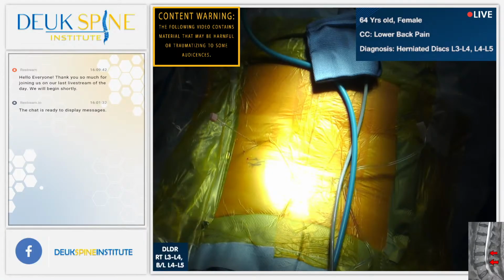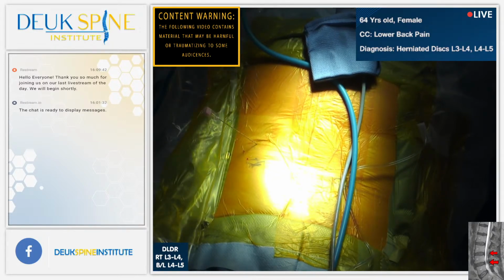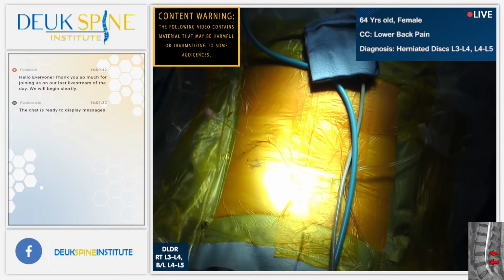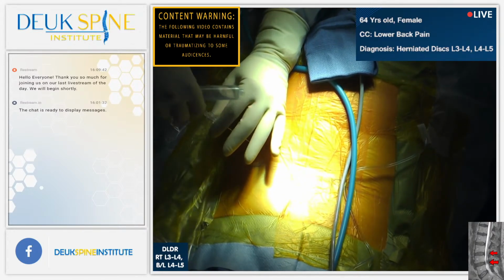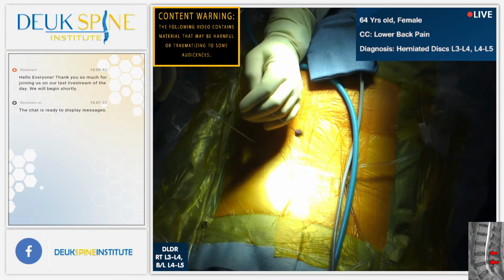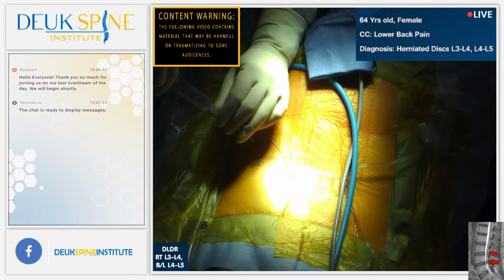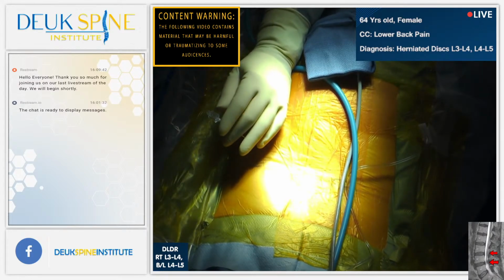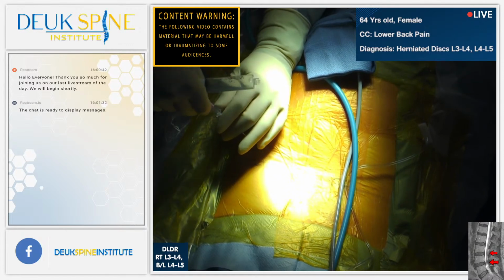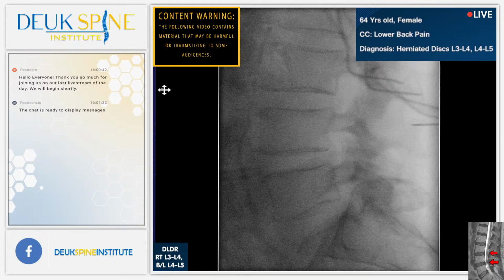Good afternoon, I'm Dr. Deuk, and we're here at the Deuk Spine Institute in Melbourne, Florida. We're getting ready to perform the Deuk laser disc repair on a patient who travels all the way from Cocoa, Florida, 10 minutes away. She has back pain. It goes into her right leg primarily, but both sides. She's having leg symptoms from pinched nerves on both sides.